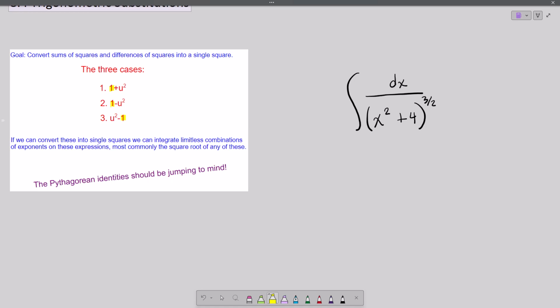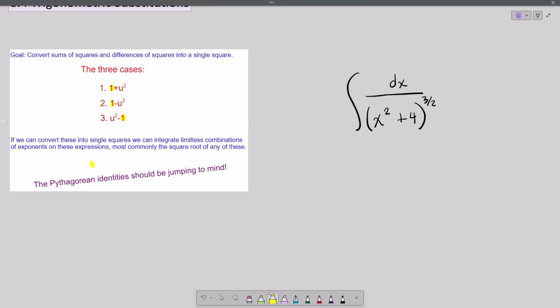So we are going to talk about 3 different cases. That case is going to be called sum of squares. That case is a difference of squares with a leading 1. That is a difference of squares with a trailing 1. So we're going to have 2 difference of squares and 1 sum of squares.